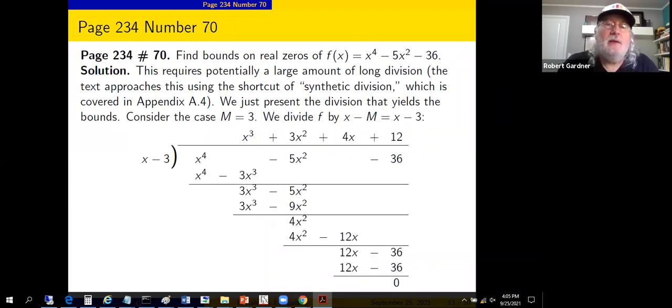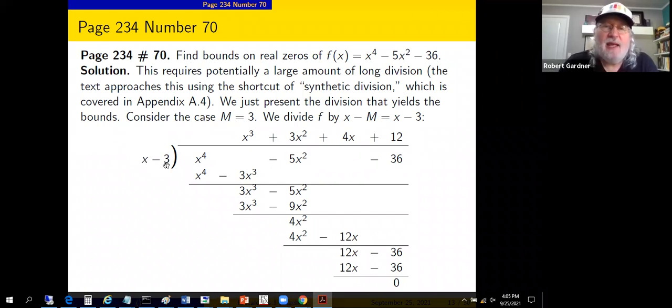All right, I say, let's try m equals 3. Why m equals 3? Because I probably tried m equals 1 and 2 and it didn't work. Let's try capital M equals 3, looking for an upper bound. We'll take f and divide it by x minus m. Here's the function f, x to the 4th minus 5x squared minus 36. Notice I have to space it out. We're dealing with polynomials here. We've got an x to the 4th term, there is no x cubed term, an x squared term, there is no x term, and then a constant term. So I need to leave those little gaps for when we do the division.